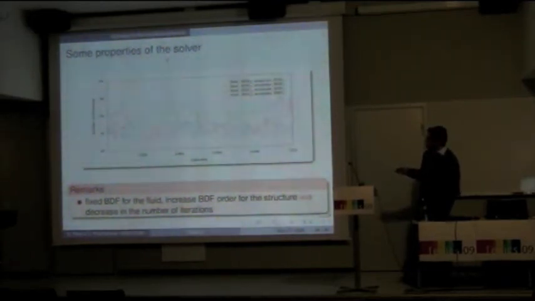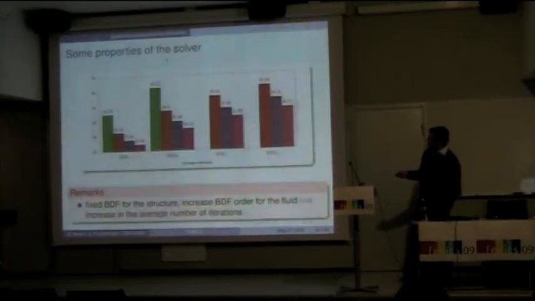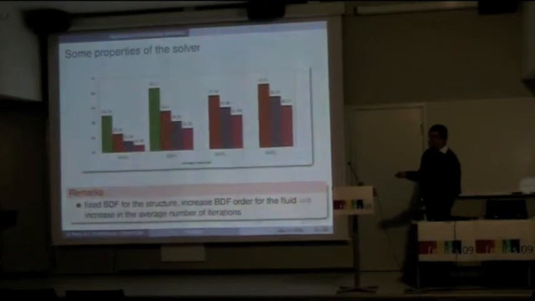This is summarized on this slide here. You have two ways of looking at this slide. Either you look at just one block here. So this is BDF1, BDF2, BDF3, BDF4 for the structure. We have BDF1 for the fluid, and you look at the average number of iterations for the structure. And you see that when you increase the BDF for the structure, you decrease the number of fixed point iterations.